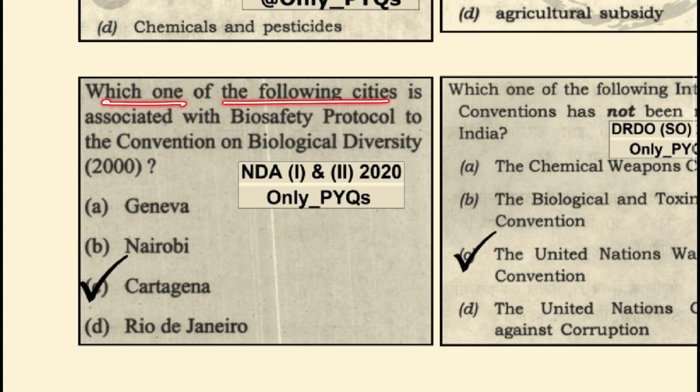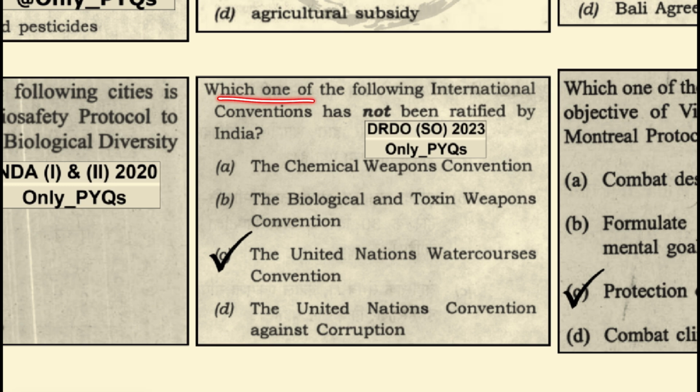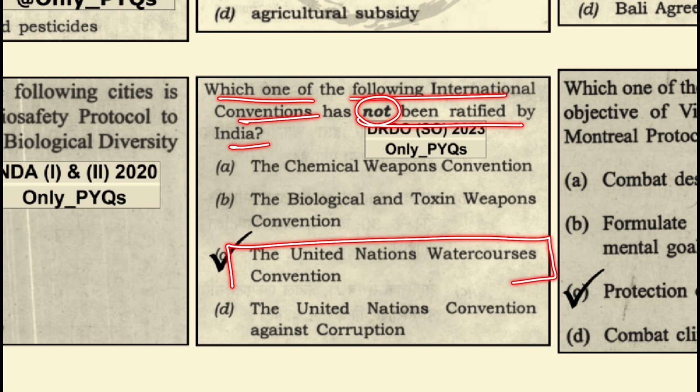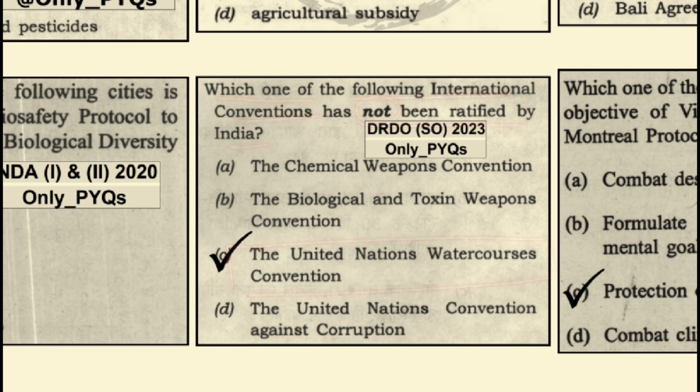Which one of the following cities is associated with Biosafety Protocol to the Convention on Biological Diversity 2000? It is the Cartagena Protocol. Which one of the following international convention has not been ratified by India? It is the United Nations Watercourse Convention. Whereas the Chemical Weapon Convention, the Biological Toxin and the Weapons, and the United Nations Convention Against Corruption, these all three have been ratified by India.